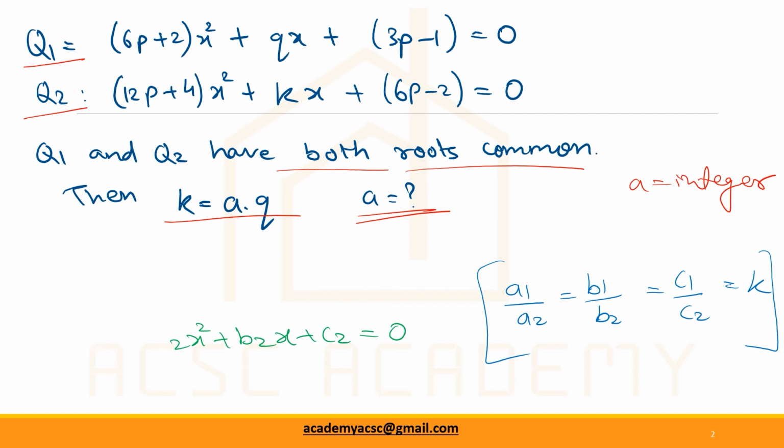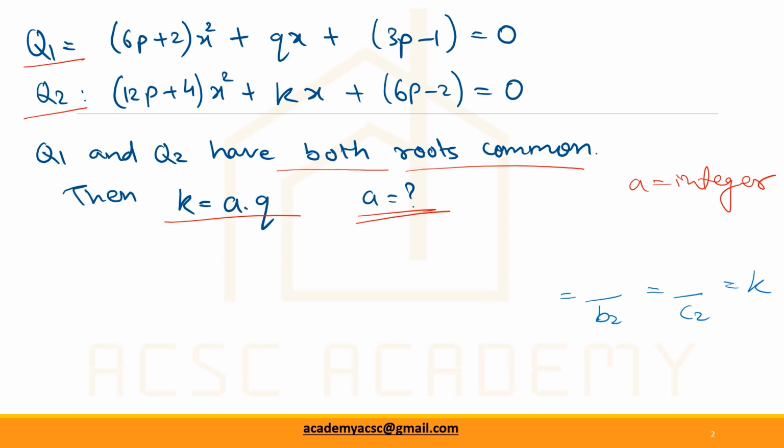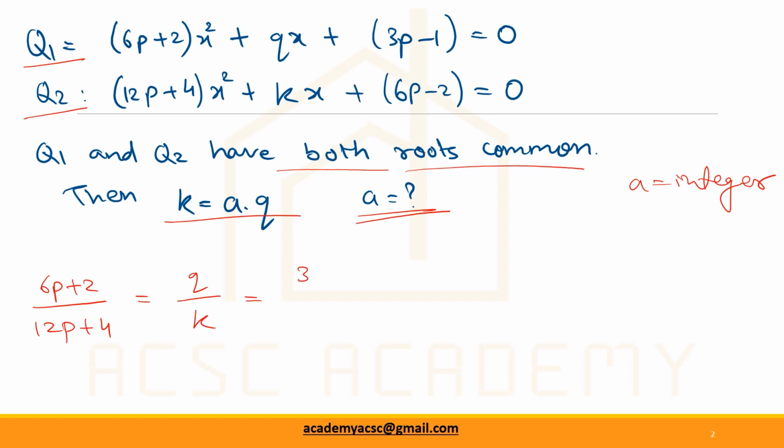In the same condition, we will note down all the coefficients and then we'll proceed accordingly. So here the coefficients a1 and a2 are 6p plus 2 upon 12p plus 4. We'll equate them with b1 and b2. b1 is q, b2 is k, and c1 c2 gives 3p minus 1 upon 6p minus 2.